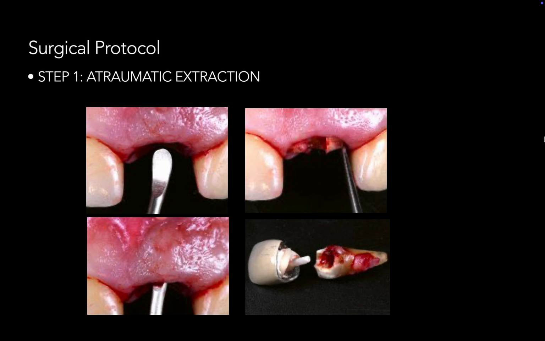Coming to my surgical protocol, my first step was to undertake an atraumatic extraction. I used periotomes to release the soft tissue away from the root structure. I then used an extraction forceps to remove the crown, and I also used luxators to atraumatically remove the root structure away from the bone. I had managed to leave the labial bone intact, and I was pretty pleased about that.